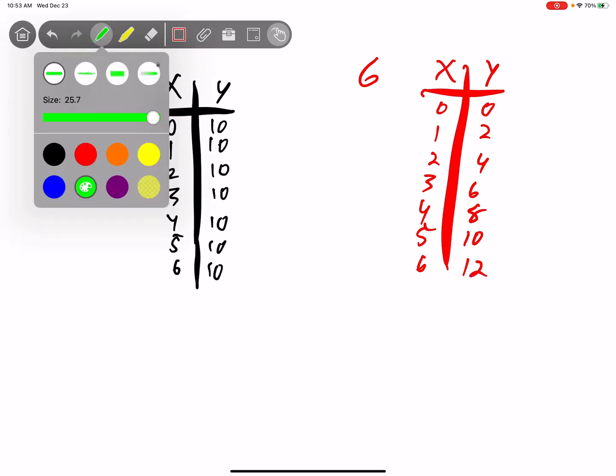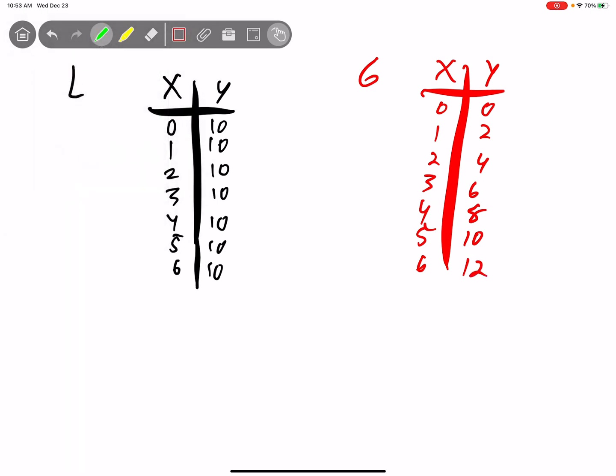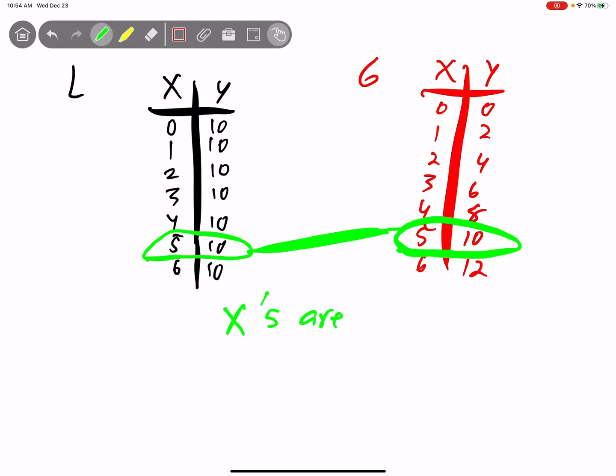Notice where they both intersect. What is the common point? 5, 10 and 5, 10. Okay? So they make the same amount of money when they've both gone 5 kilometers. They both make $10. Okay? Remember, when I ask you these questions, that means the x's are the same and the y's are the same.